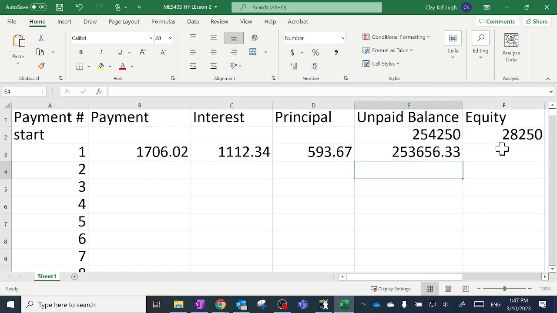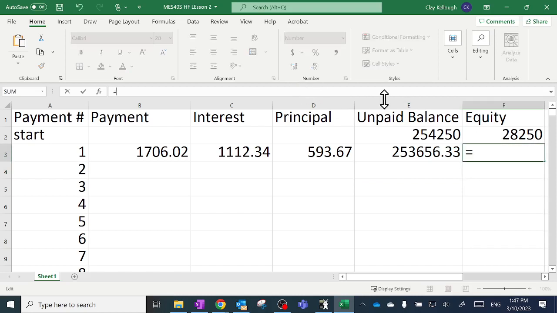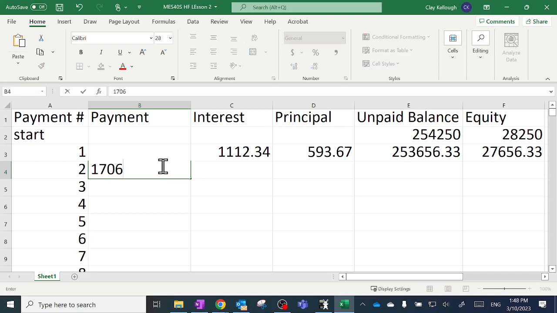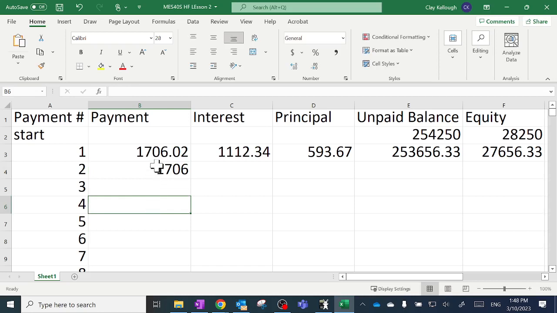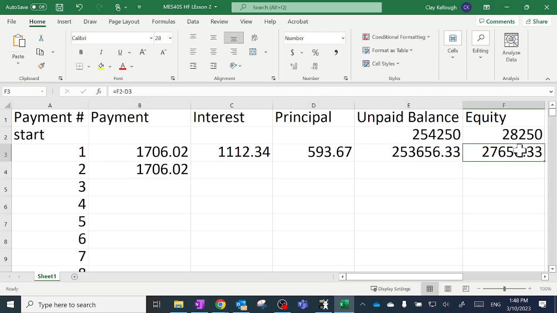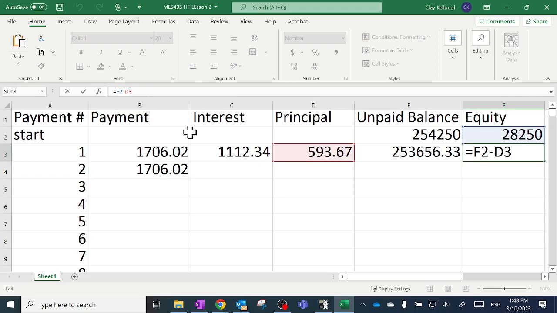And then this number here, the equity, is again equal to this number minus the principal number. And then hit enter. And then this number here is always going to be the same. So you know what I'll just do? I'll just type it again. 1706 decimal 02. Oh yeah, I hit plus. I meant to hit plus. Thank you. Boom, that's better.